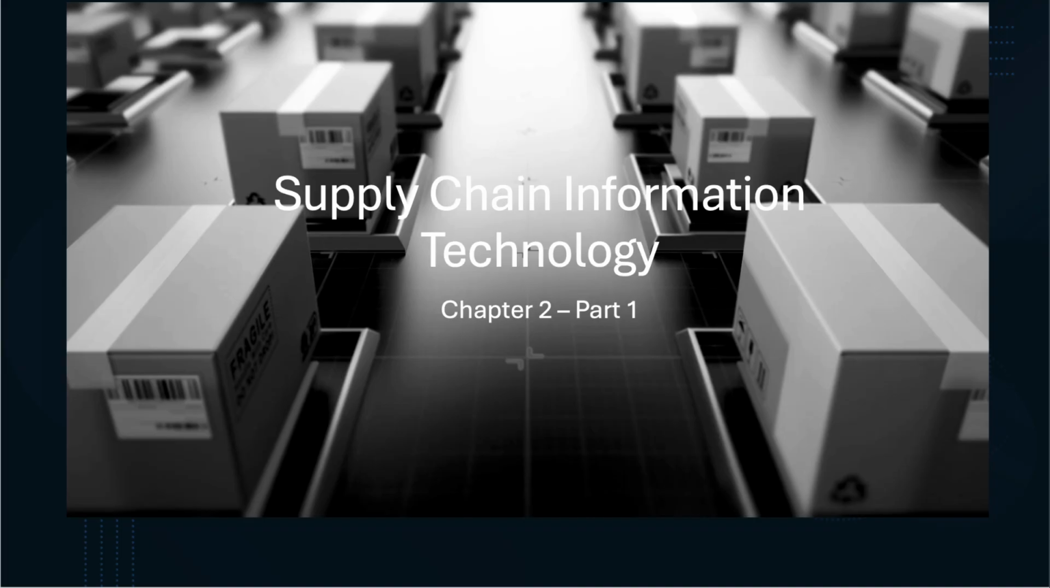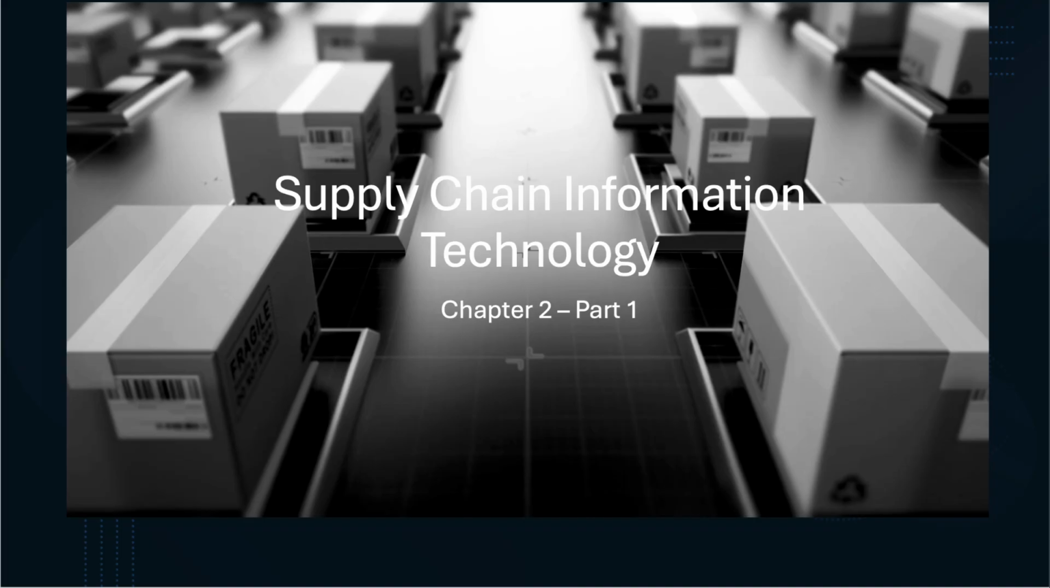Now, in Chapter 2, we shift our attention to one of the major enablers of modern supply chain management, information technology. A modern supply chain cannot operate effectively without timely, accurate, and accessible information. In many ways, supply chain management today is not only about moving products, it is also about moving information. The physical product may move through trucks, warehouses, factories, and stores, but the decisions behind those movements depend on data.